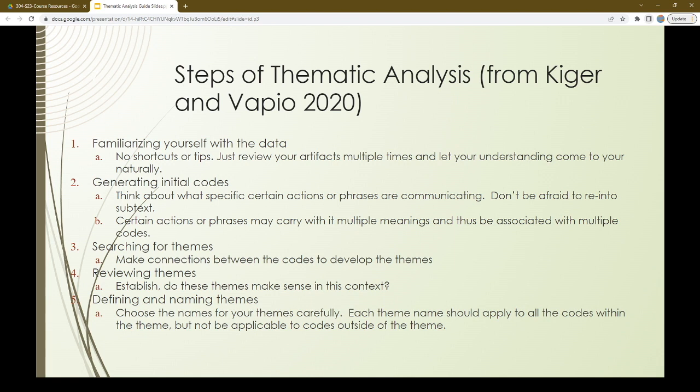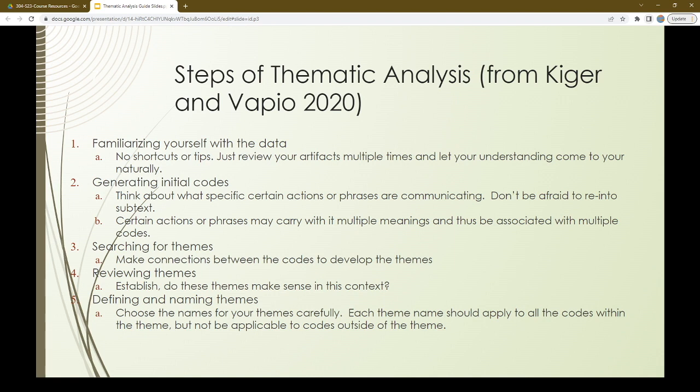Then generate the initial codes. Quite literally write down what it is that you are seeing, what is being communicated. Don't be afraid to read into subtext. Oftentimes people speak in ways that are metaphorical, or they infer things without directly saying it. That's fine to put in a code. Ultimately, these are your observations, and if you observe something coming out of the artifact, then you should document it as a code, even if you're maybe taking a smidge bit of a logical jump on your own in order to come up with that code.